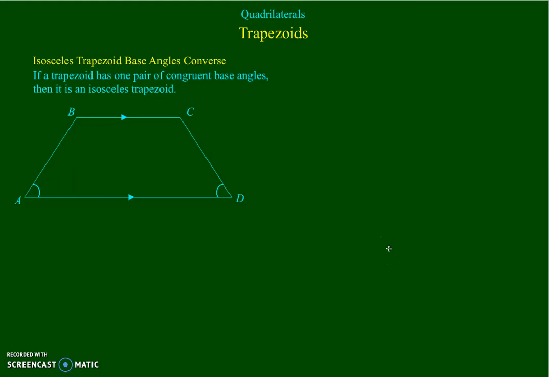This is part 8 of the series Quadrilaterals, and in this part we're going to continue with our discussion on trapezoids, and we're looking at the next property of trapezoids given by the isosceles trapezoid base angles converse theorem. It says, if a trapezoid has one pair of congruent base angles, then it is an isosceles trapezoid.